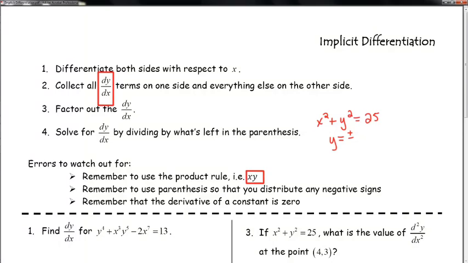Make sure you use parentheses so you distribute any negative signs that you may have. And again, always remember the derivative of a constant is 0.